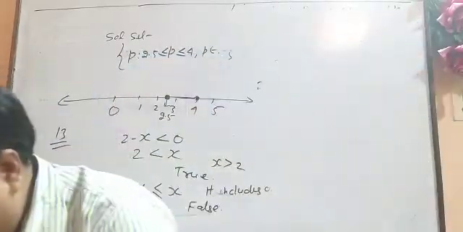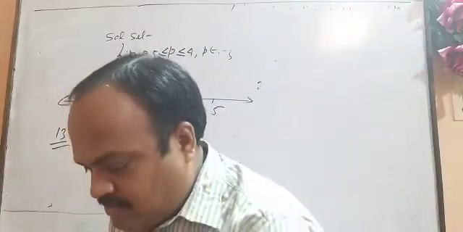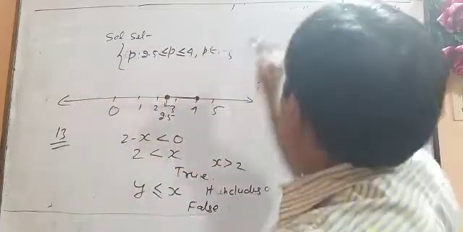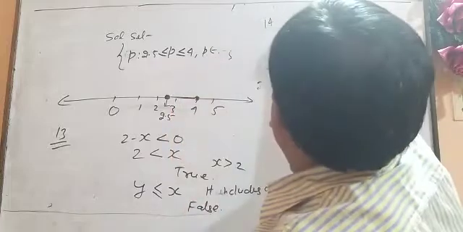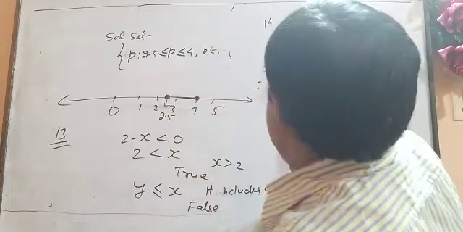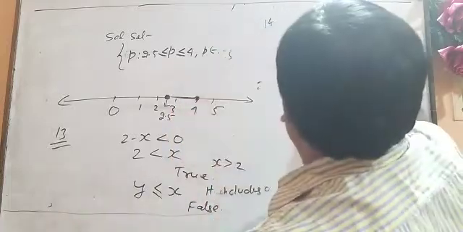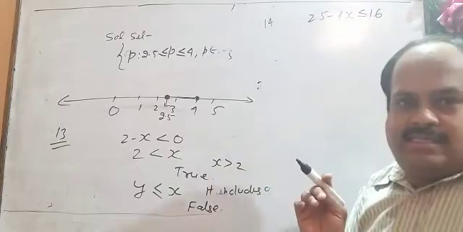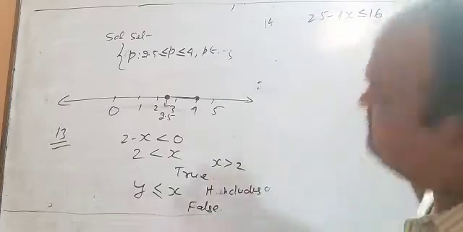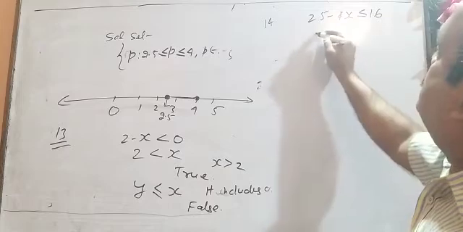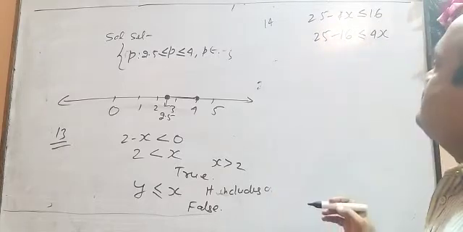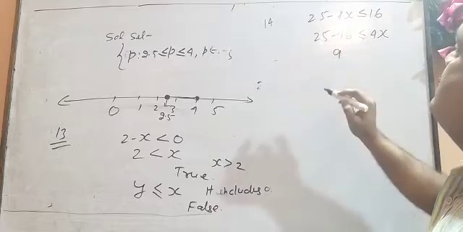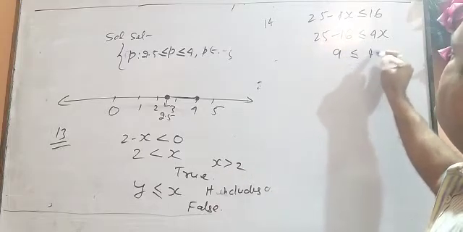Question number 14. Question number 14. Let's do. The question is 25 minus 4x is less than or equal to 16. Let us solve this. So 25 minus 16 is less than or equal to 4x. 9 is less than or equal to 4x.